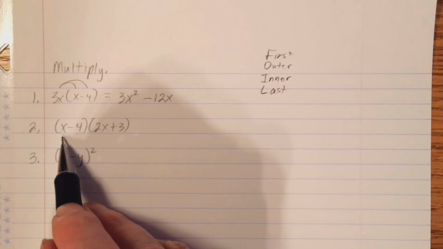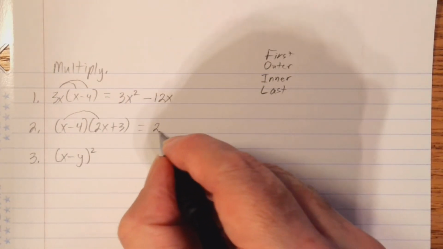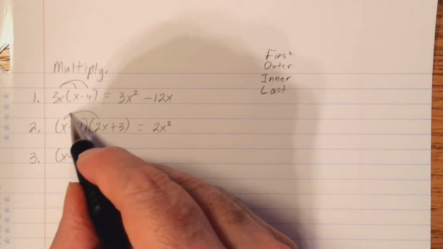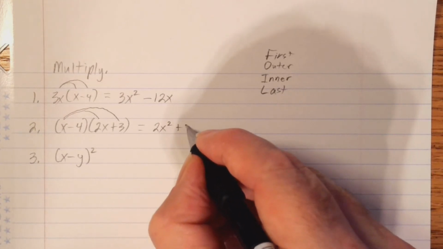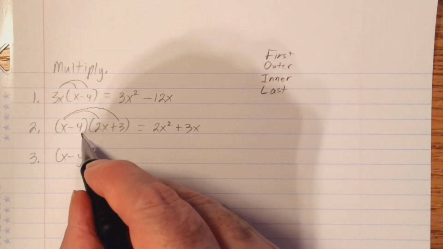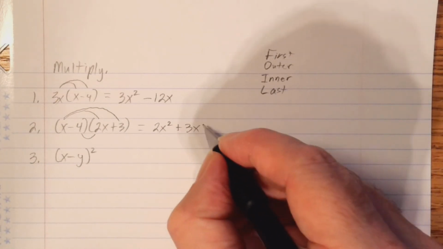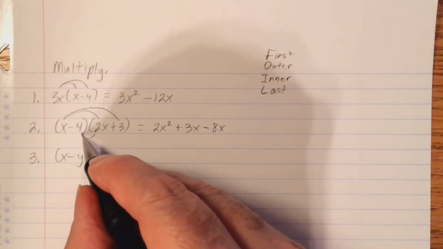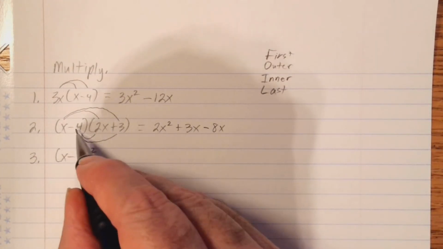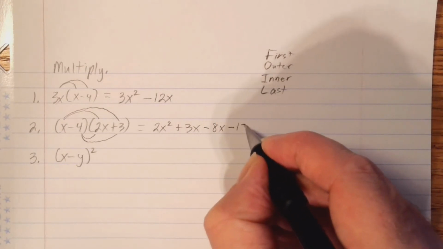We multiply the first terms, that's the x and the 2x, and that's going to give us 2x squared. We multiply the outer terms, x times 3 or 3x. We multiply the inner terms, negative 4 times 2x is negative 8x. We'll write it as minus 8x. And our last product would be these last numbers multiplied, and a negative 4 times 3 is negative 12, and we'll write that as minus 12.